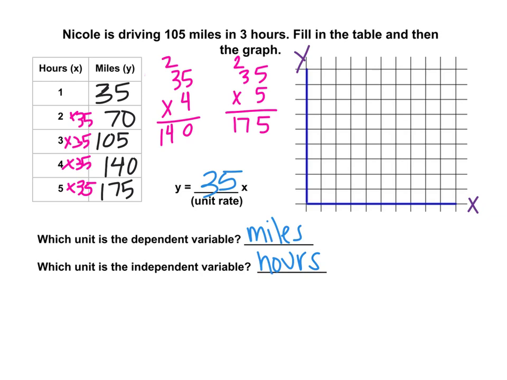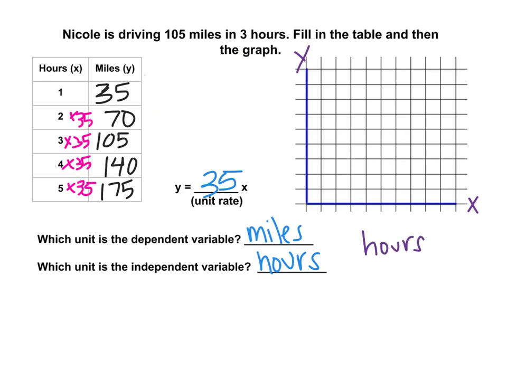So I'm going to put my independent variable of hours down here on the bottom. And I'm going to put my dependent variable going up along the y. So this was my miles. And a lot of times you'll get a graph and it's already numbered for you, so you're just going to have to go with whatever numbers they put on there.